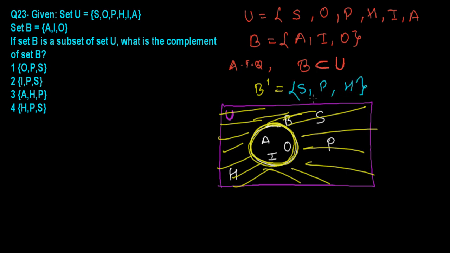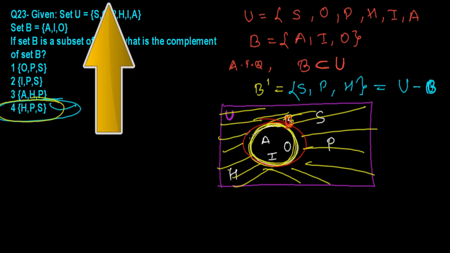This is B complement, and if you see U difference B, or you can say U minus B, in this case it's also the same. So S, P, H, the fourth option, is our answer. We have S, P and H. And don't forget this B is representing the set B, it's not an element. Keep in mind this is representing the set.